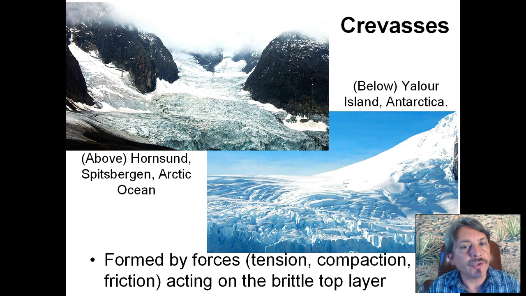In these photographs you can see crevasses, quite evident. They are dangerous. Sometimes snowfall will cover them over and hide them, and then hikers go across these glaciers and fall down into these deep cracks. They're quite dangerous, but if you have partners roped together by a long rope, you can mitigate this danger. When one falls in, the other can pull him out. They're formed by forces in tension, compaction, and friction in the glacier, opening up the brittle top layer.